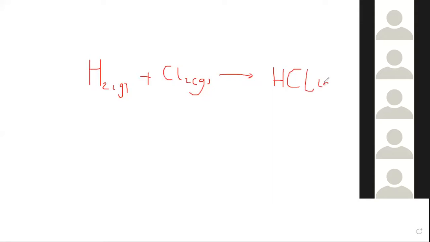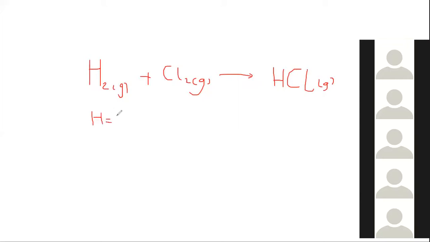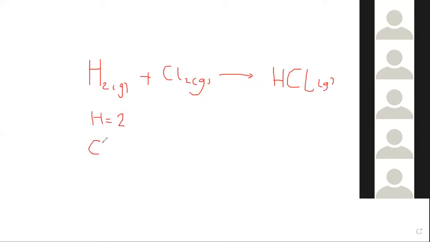So first question, how many atoms of hydrogen do we have on the left-hand side? By show of hands. Joanne? 2. How many atoms of chlorine do we have on the left-hand side? Daphne? 2. Good. Let's go on the right-hand side. How many atoms of hydrogen do we have on the right-hand side? Amania? 1. Okay, next. How many atoms of chlorine do we have on the right-hand side? Daphne? 1. Good.